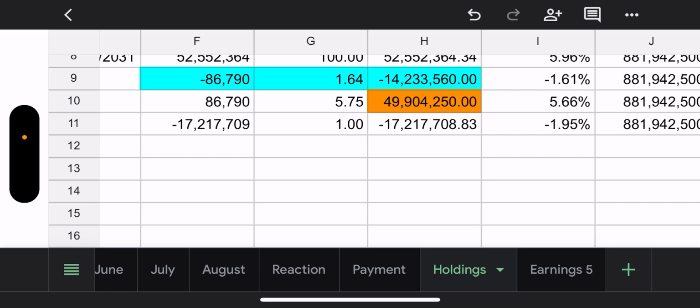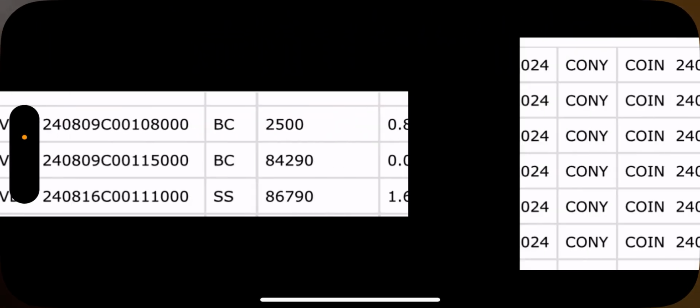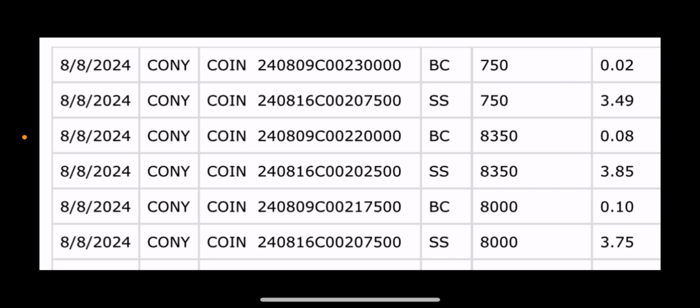All right, anyway, so the net asset value of NVDY is still under that 900 mil, but it's at 882 mil now. The NAV is 2309, trade price is 2309, so right on the money. All right, so let's move on. CONY is the only other one that had a trade. Again, similar, they're just closing out the weeklies.